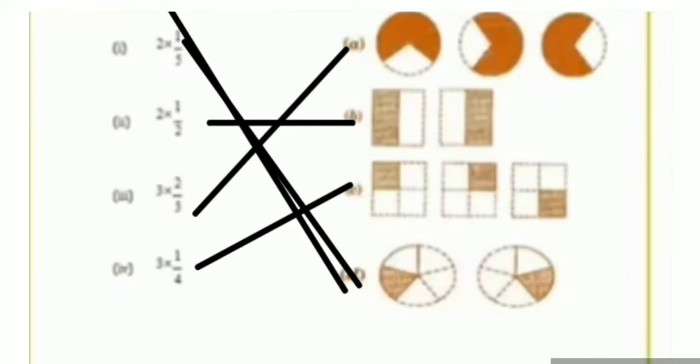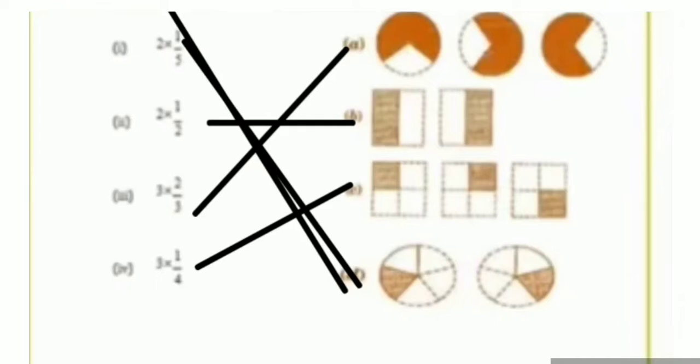Now come to the second one. It is 2 into 1 by 2. Okay, means 2 parts of 1 by 2, means 2 figures of 1 by 2. So 1 by 2 means the total part should be 2, and out of 2 one part should be shaded. So figure number B. There are 2 pictures, and in each picture one part is shaded. Okay, so this is the second answer.